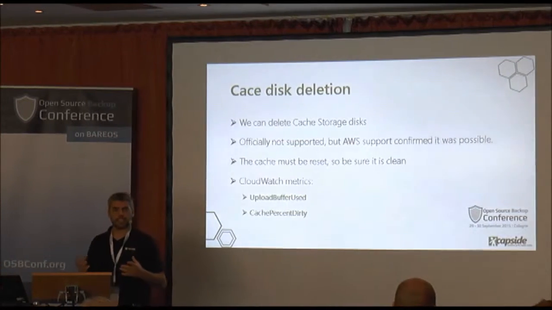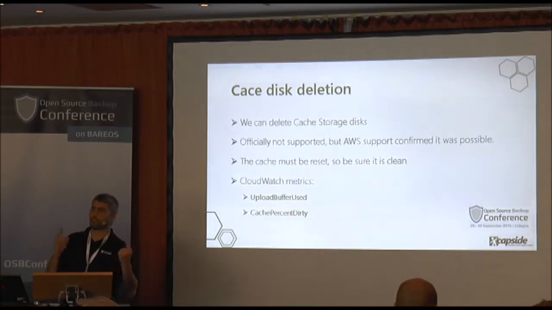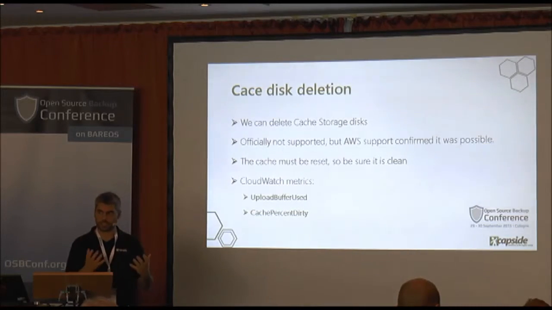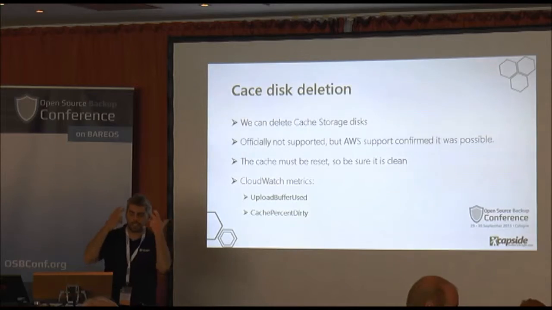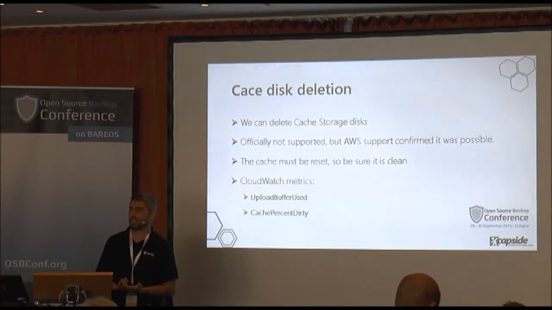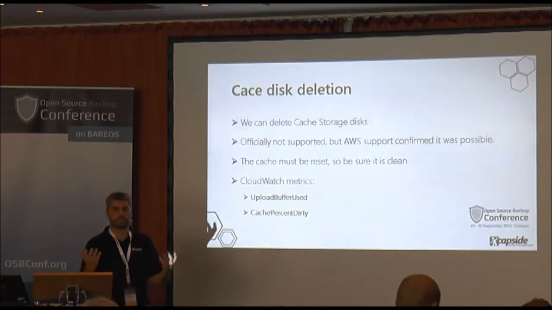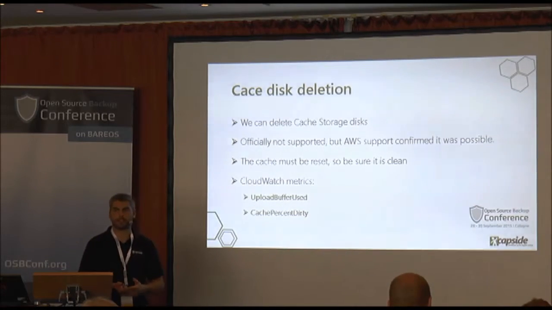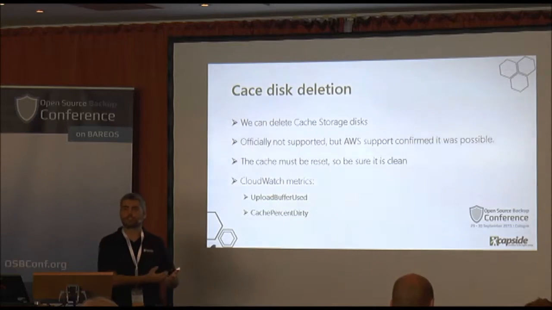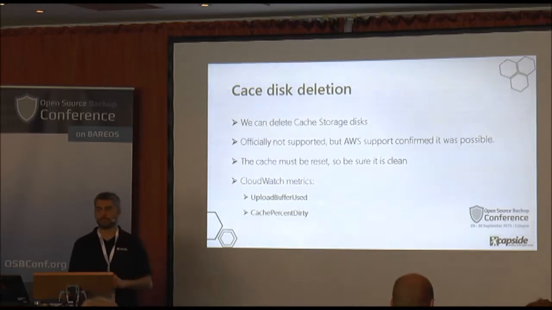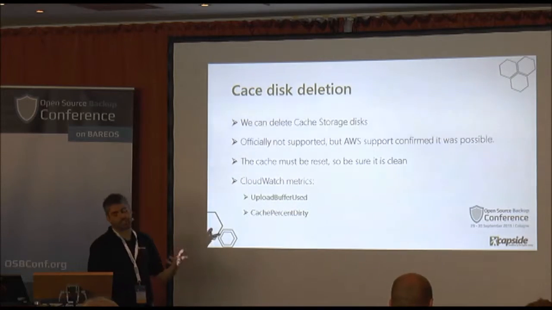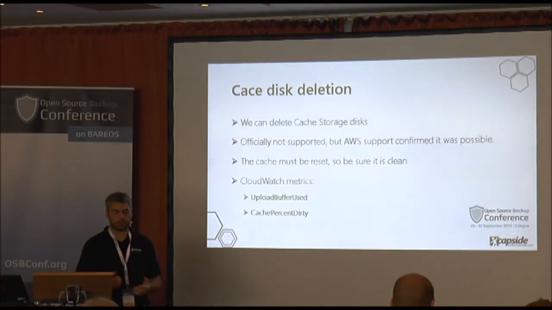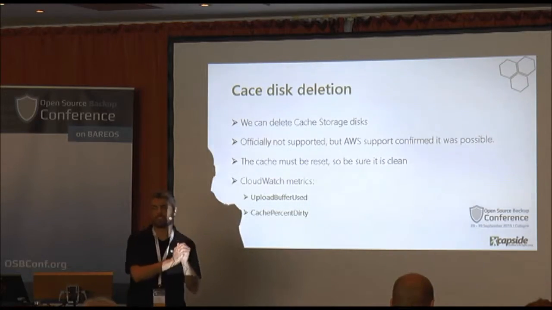They say explicitly that cache disk deletion is not supported, but we had this situation where we needed to actually delete that disk, and in fact, it makes sense. What happens if the disk crashes? Shit happens all the time. So what happens with that? We contacted AWS support, and they confirmed that even when the docs said otherwise, we can delete cache storage. The only problem is that the cache must be reset.